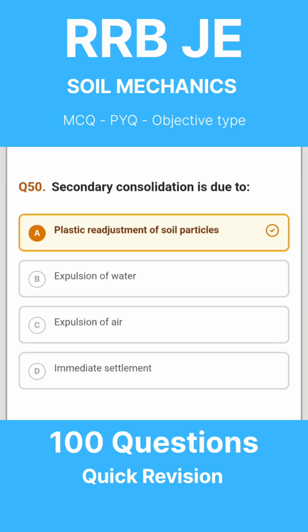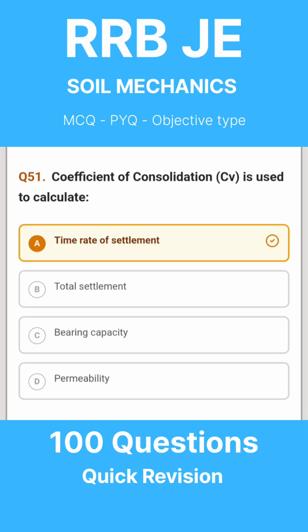Question 50. Secondary consolidation is due to? The correct answer is plastic readjustment of soil particles. Question 51. Coefficient of consolidation, CV, is used to calculate? The correct answer is time rate of settlement.